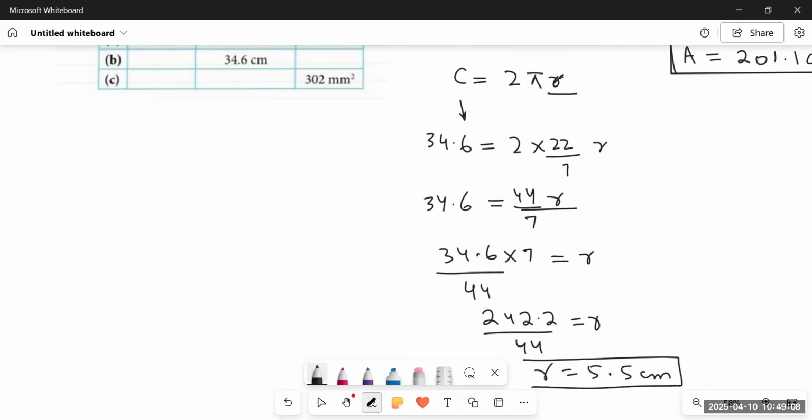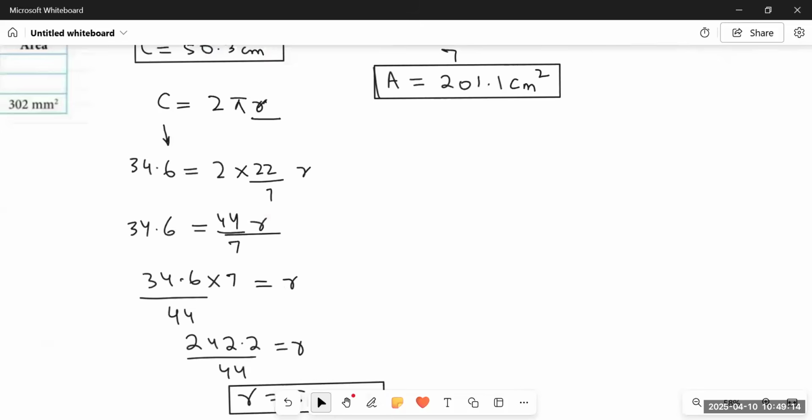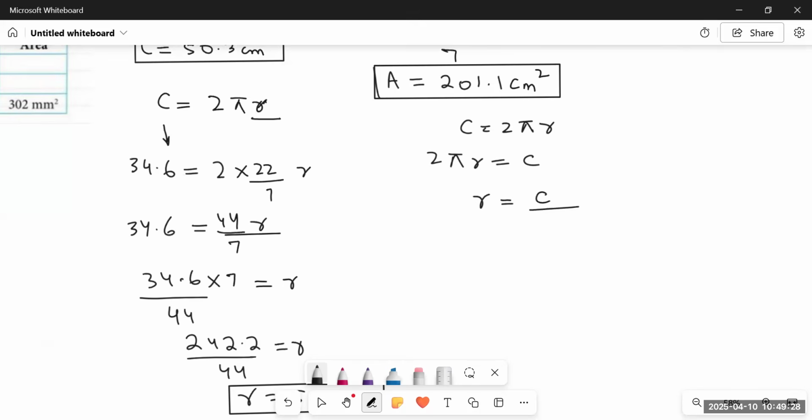How easy it is using the same formula. Or you can make R the subject first and then you can further solve it. So let me show you how. If C is equal to 2 pi R, then we can write it as 2 pi R is equal to C. And then what we have to do, we have to make R the subject. So we'll remove everything from here and it becomes C upon 2 pi.